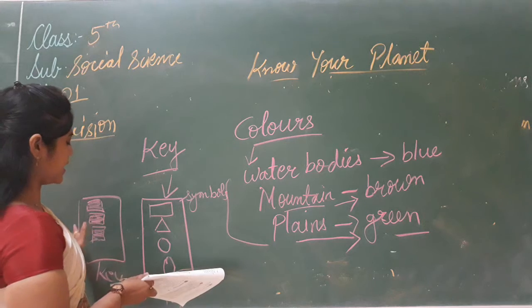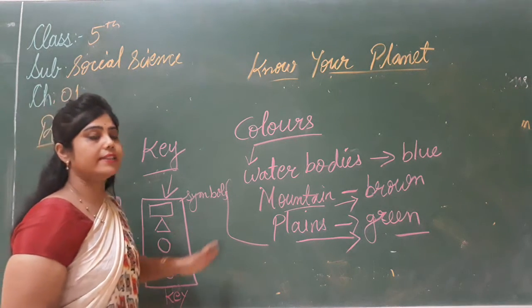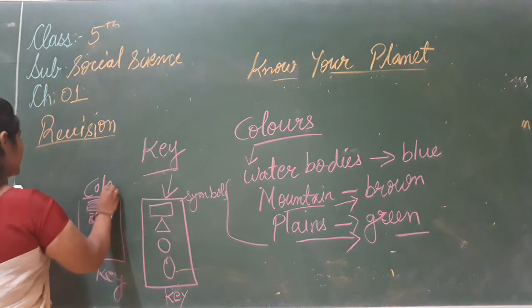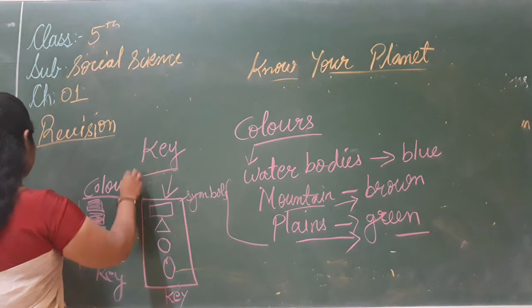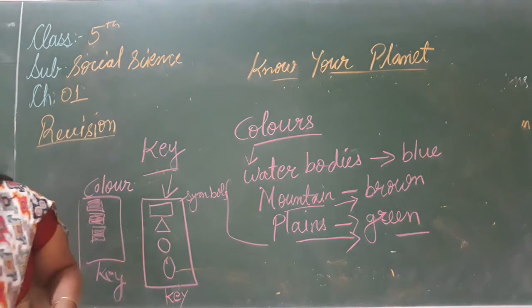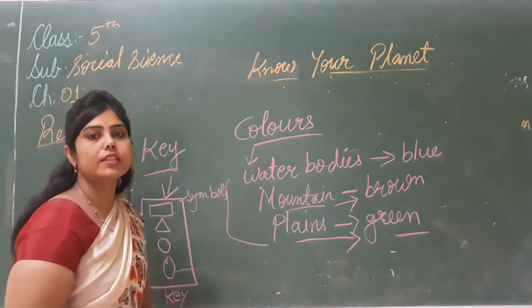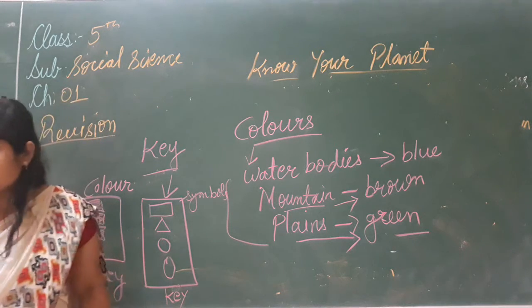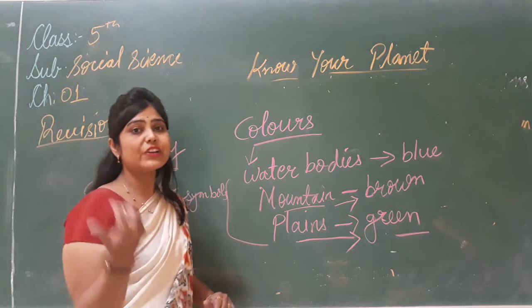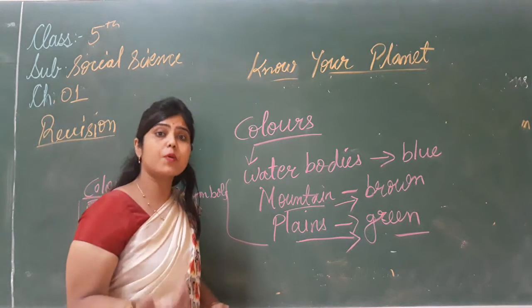The key helps us understand the color scheme and the symbols used in maps. It also shows what the colors represent on the map. So reading the map is most important, but how to read a map? हम कैसे map को read करें?